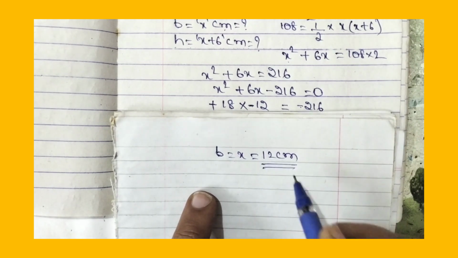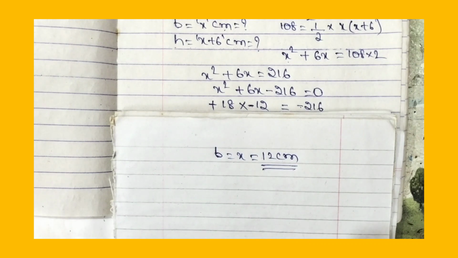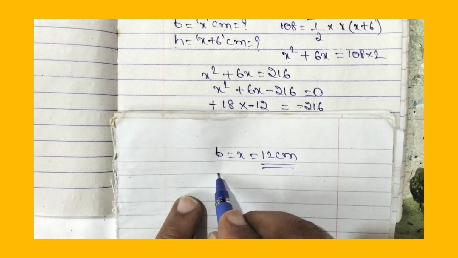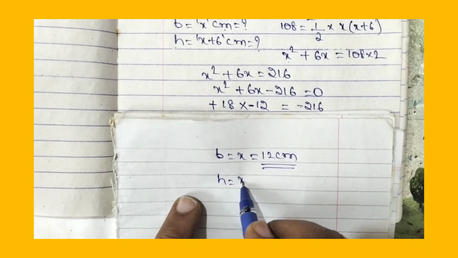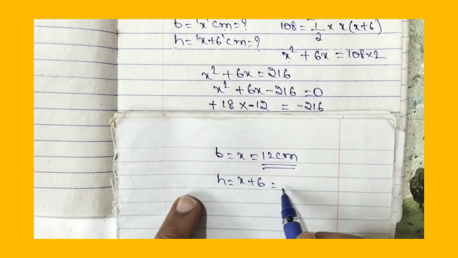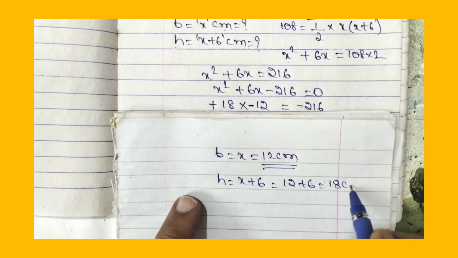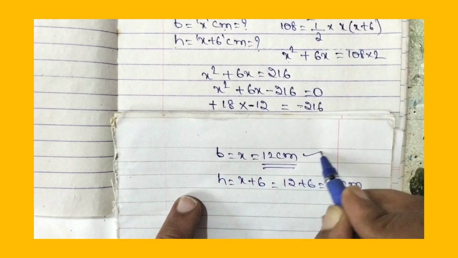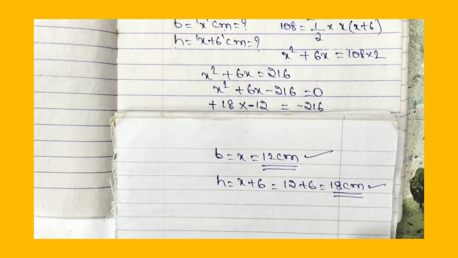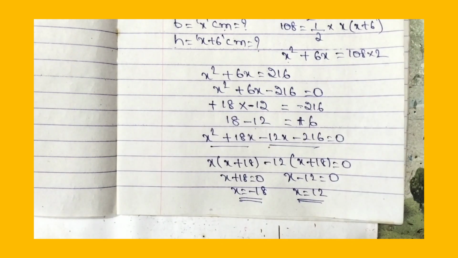Therefore the base of the triangle is 12 centimeter. If base is 12, then height will be 6 centimeter more than the base, that is 12 plus 6, which is equal to 18 centimeter. Therefore base is 12 centimeter and height is 18 centimeter. So like this we have to solve question number 3. Now let us move on to question number 4.